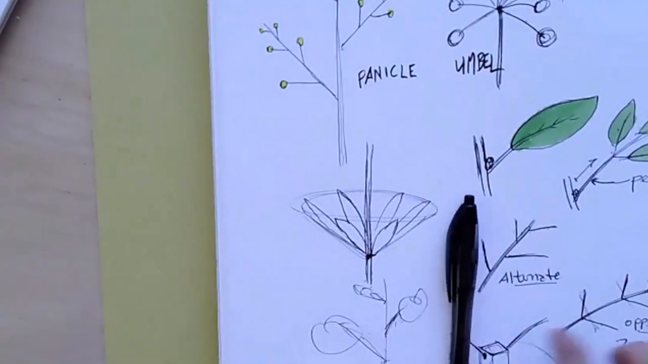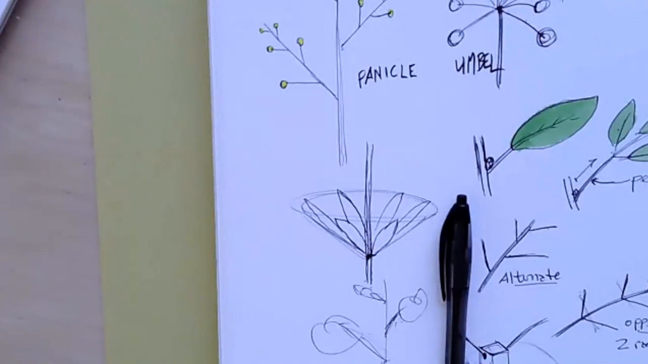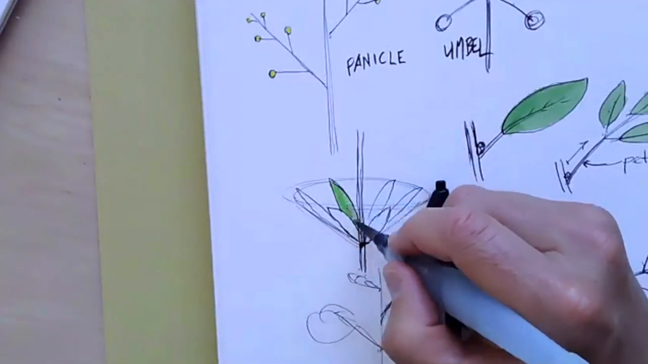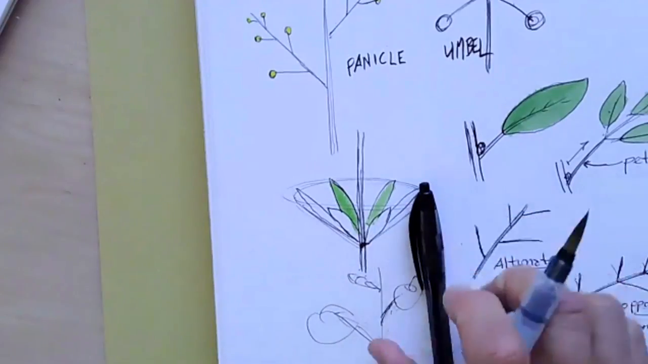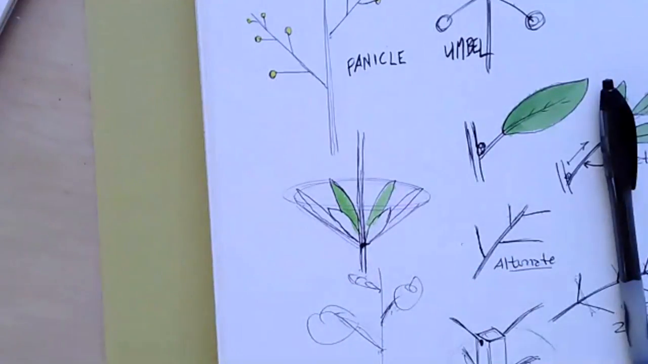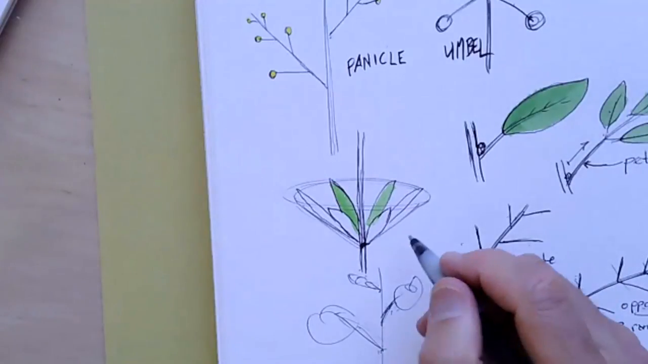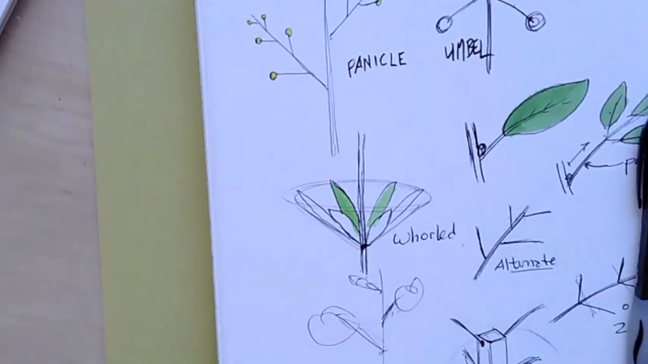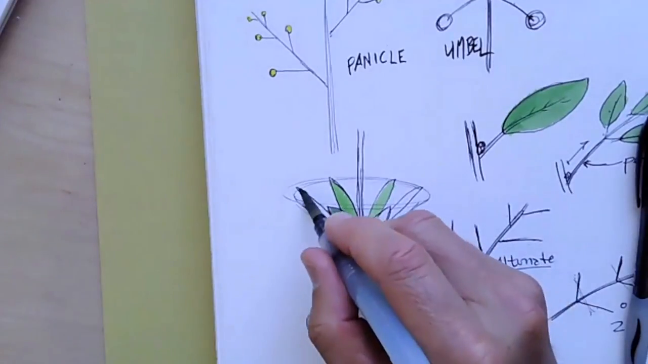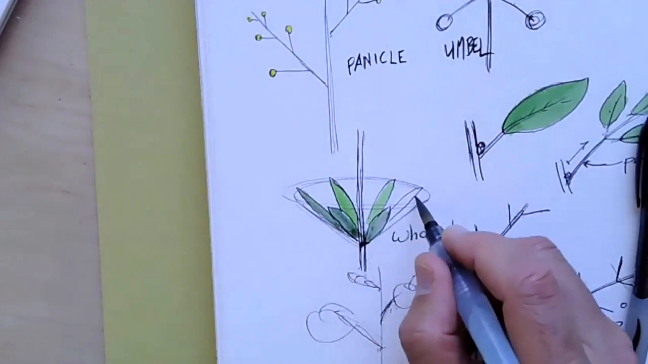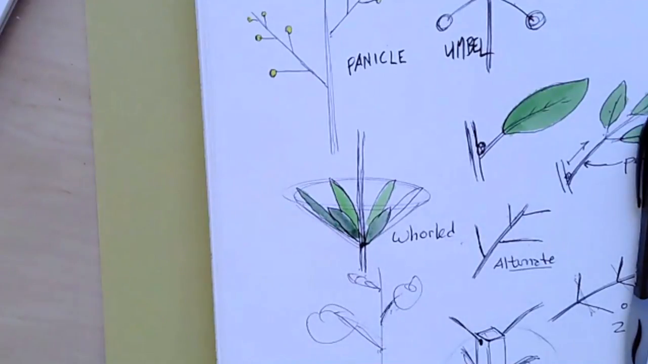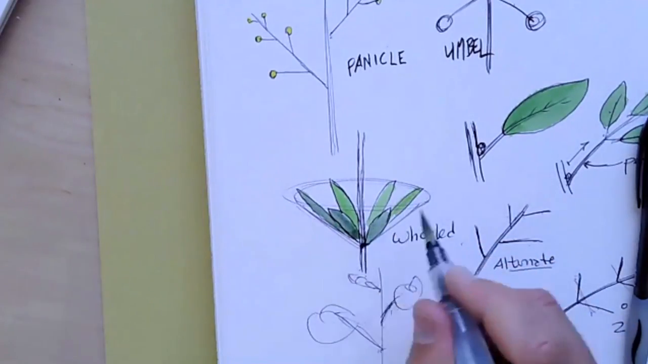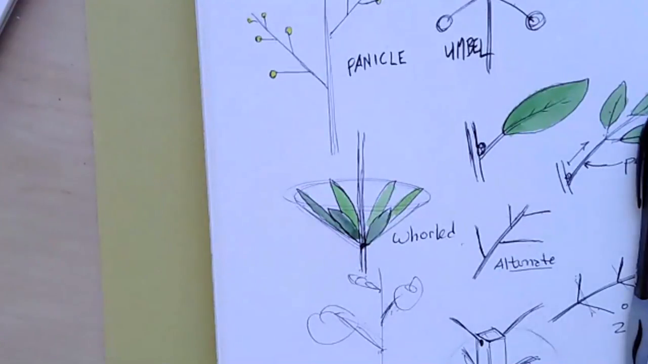Leaves that are arranged like this are called whorled. So these are whorled leaves. And that's spelled with a W, W-H-O-R-L-E-D. So here are my whorled leaves, and they're in a whorl around that plant stem.